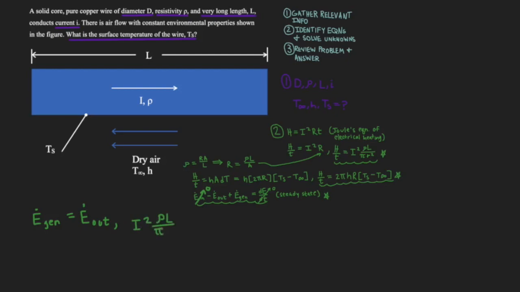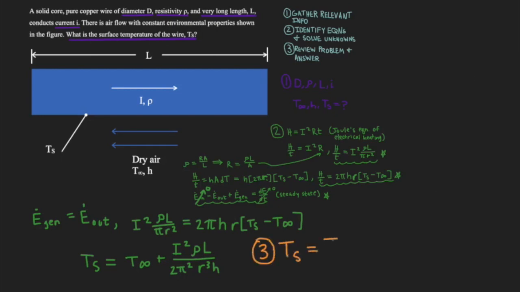So now we know that there's no energy in. The only energy that we have in this circuit is energy out due to the convective heating and the internal energy generated from the current. So we can set our energy generated equal to our energy out, and we can set our equations. Current squared times resistivity times length over area is equal to 2 pi times h times our radius times our surface temperature minus our temperature at infinity. And I accidentally put a big R, but that would be resistance. We should have little r here for radius.